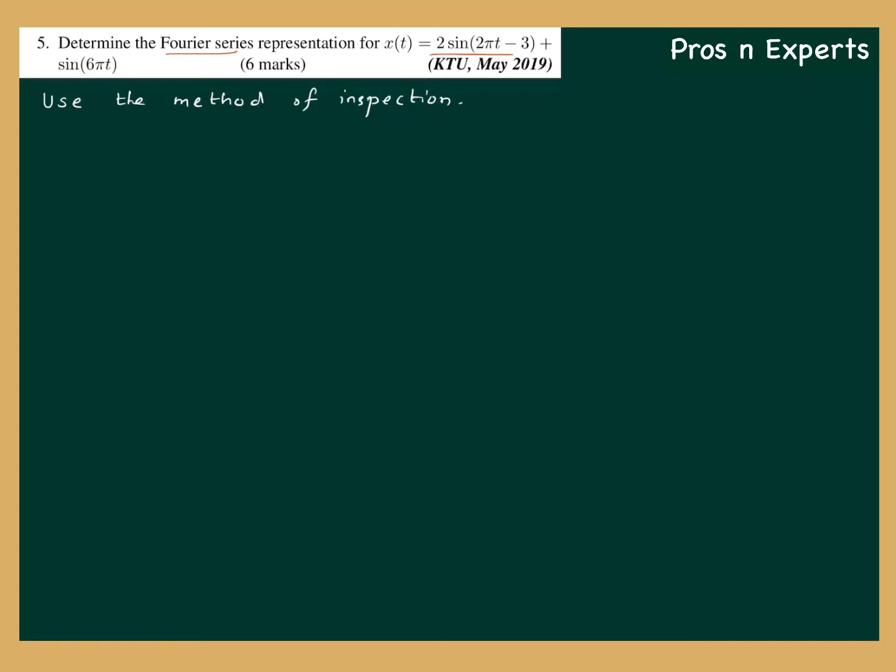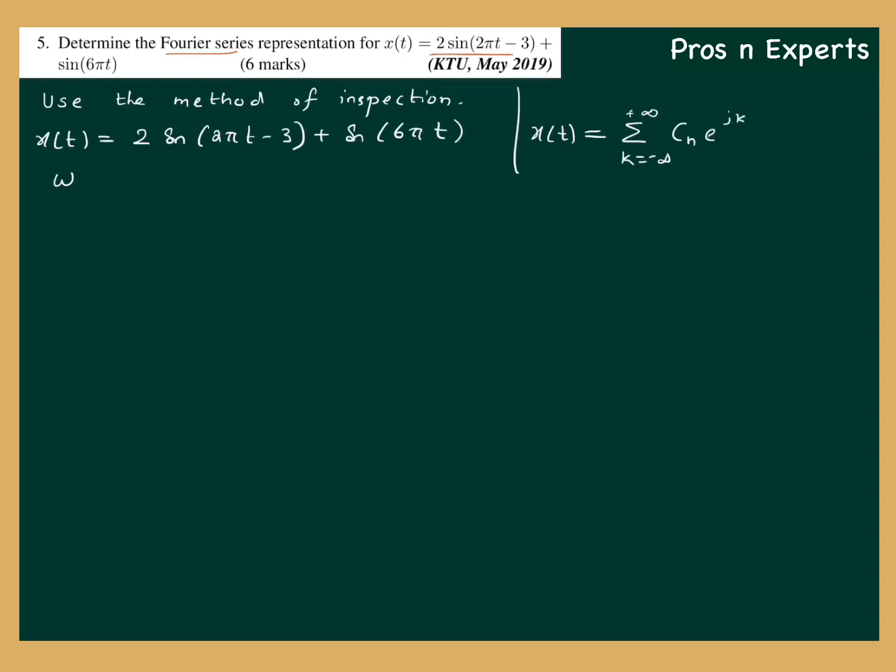Before starting the solution, let me find out the angular frequency of the signal. You're given x of t equal to 2 sine 2 pi t minus 3 plus sine 6 pi t. Why am I finding the angular frequency? Because you need to know the Fourier series representation of a time domain signal, that is given by x of t equal to sigma over k equal to minus infinity to plus infinity c n e raised to j k omega 0 t.